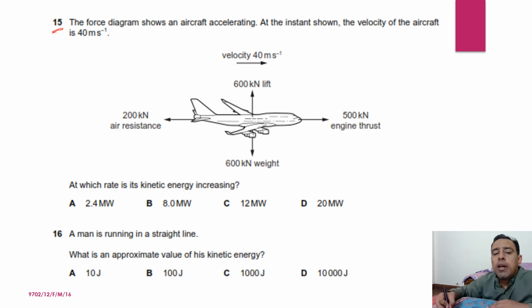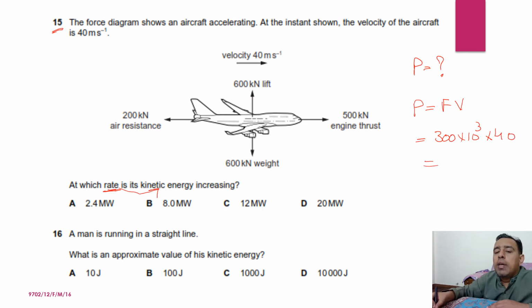You have to write the rate at which the kinetic energy increases. Rate of kinetic energy means kinetic energy per unit time. So power is required. Energy over time, the power is required. So you may get the power by relation FV. The force is 300 kilo, 10 raised by 3, and the velocity is 40. By multiplying these two you can get the answer, and it is option C.